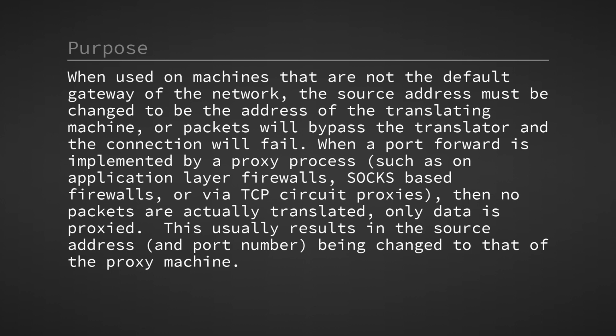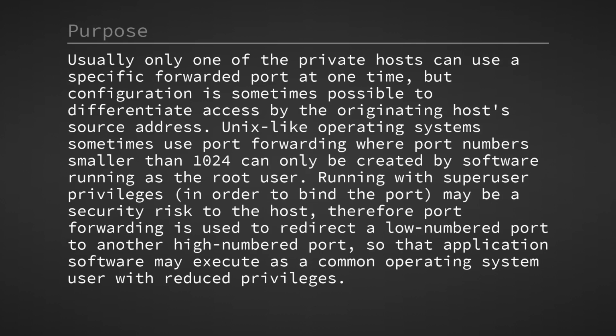When a port forward is implemented by a proxy process, such as on application layer firewalls, SOCKS-based firewalls, or via TCP circuit proxies, then no packets are actually translated, only data is proxied. This usually results in the source address and port number being changed to that of the proxy machine. Usually only one of the private hosts can use a specific forwarded port at one time, but configuration is sometimes possible to differentiate access by the originating host source address.